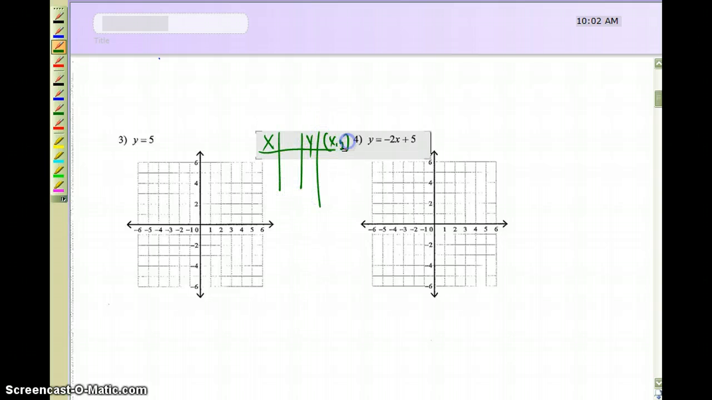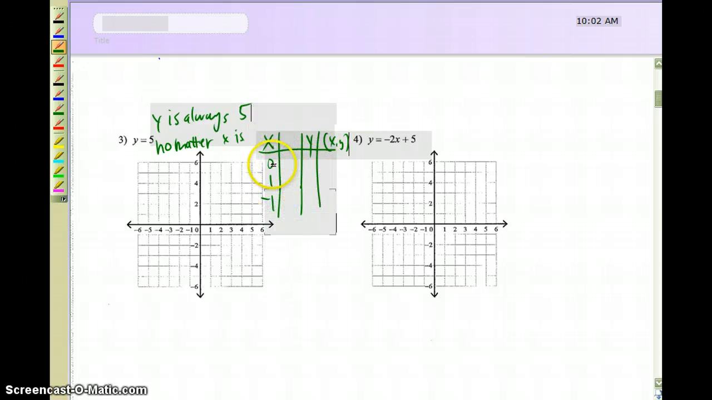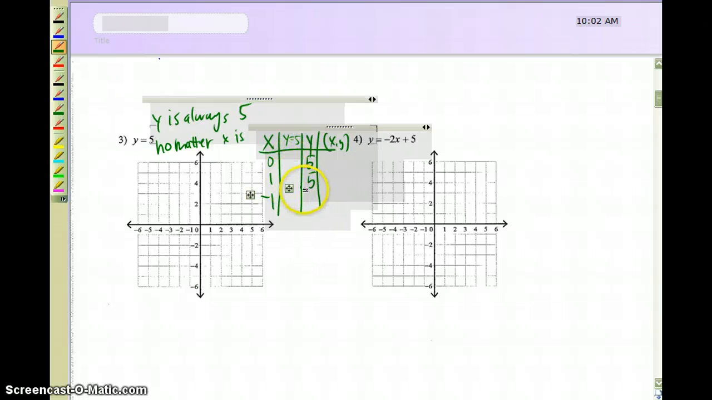Here's my chart, and y is equal to 5, so that means y is always 5, no matter what x is. Okay, so I can choose anything for x, 0, 1, -1, and then my y, if x is 0, my y will just be 5. If my x is 1, then my y will be 5. The equation is y equals 5, and there's really no work to show right here in the middle. And then -1 for x is still going to give me y of 5.